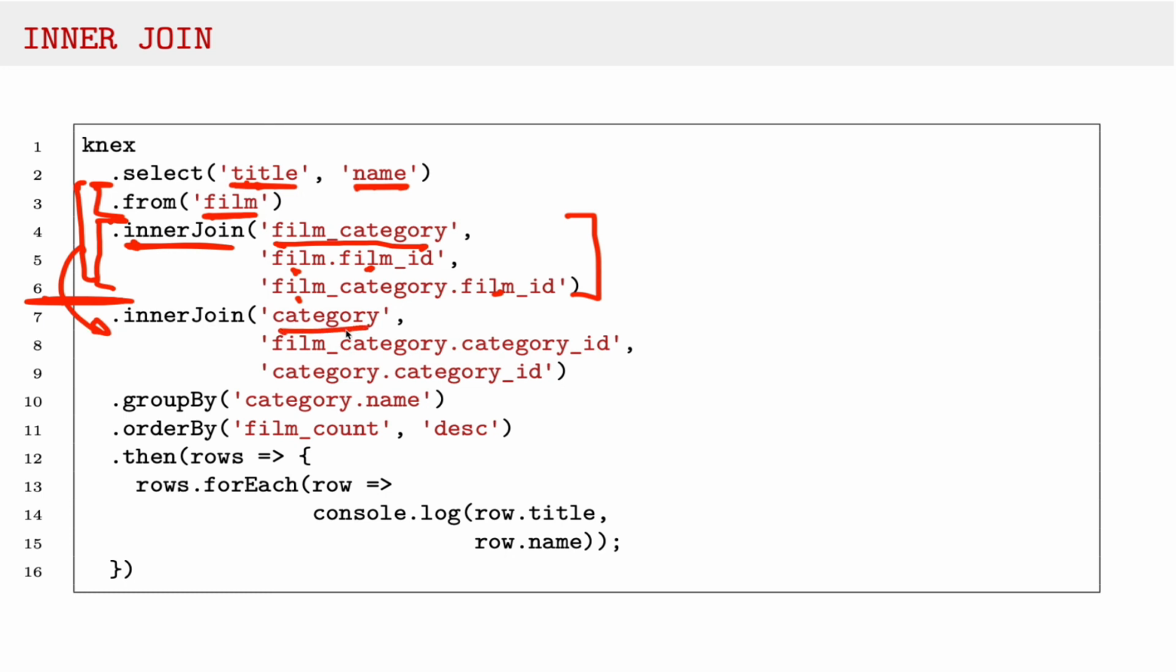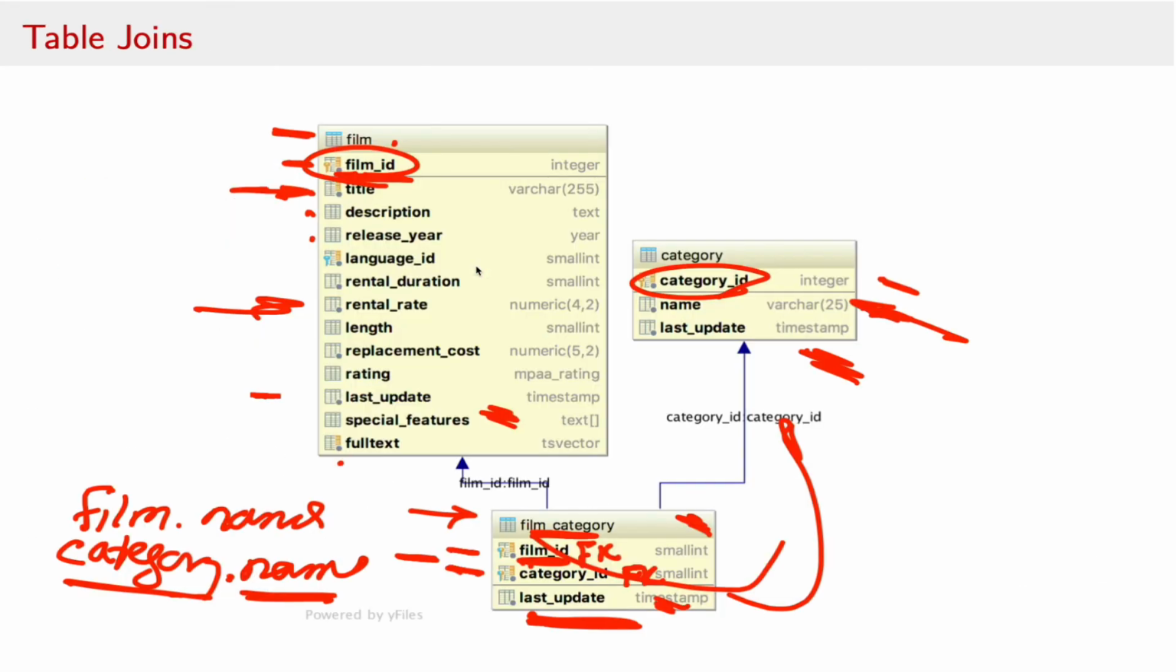So I'm joining to category, and then again I have to tell it the name of the two columns on either side of that relationship: film category.category ID and category.category ID. Notice that these have to be table name.column name because there are two places where I have category ID, just like I had two places where there was film ID up here. So we're matching this category ID with this category ID to cement the relationship between the film and a category that film is in.